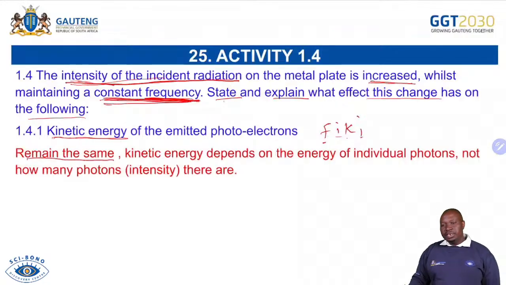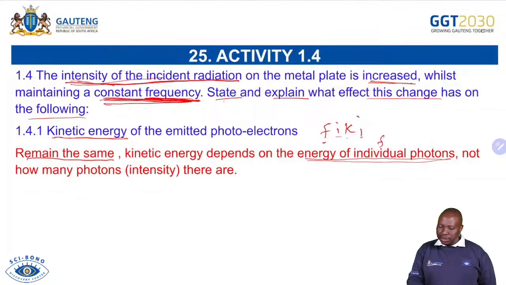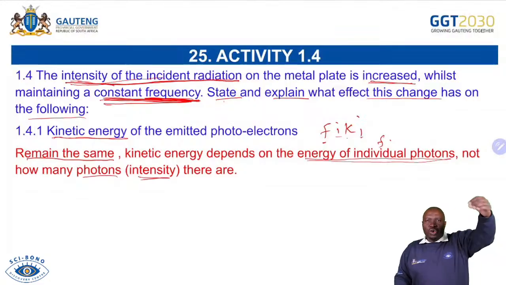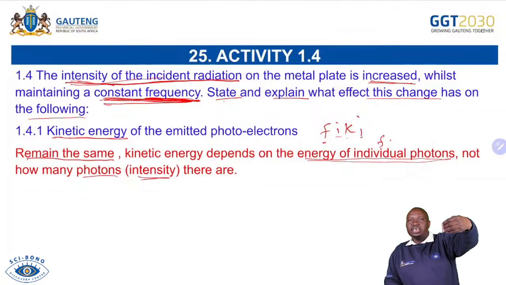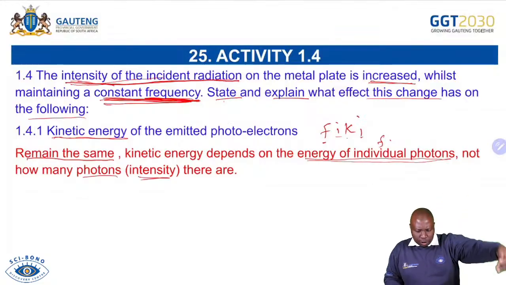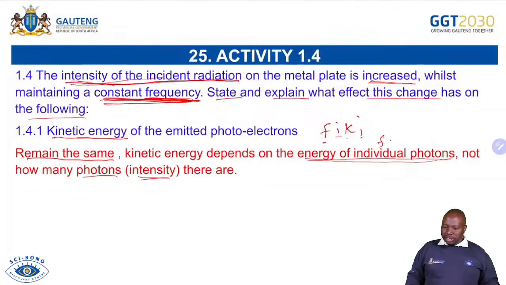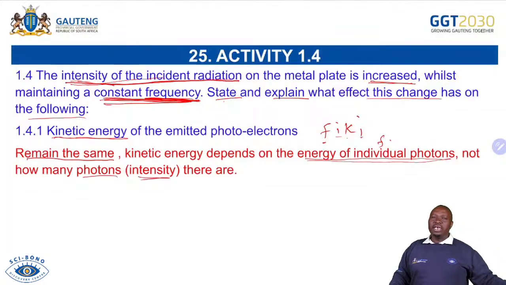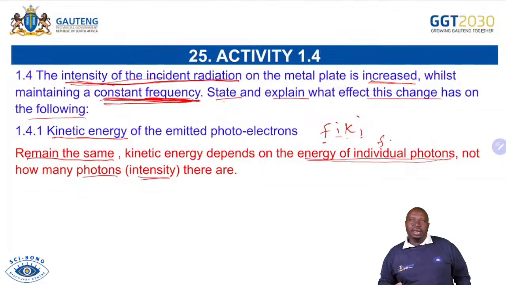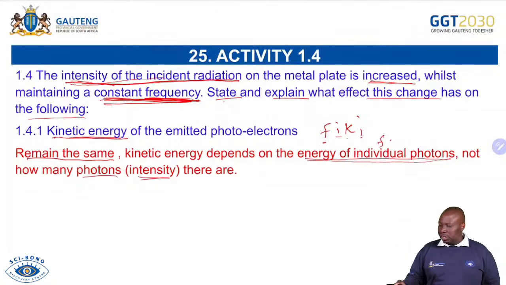Why will kinetic energy remain the same? Because kinetic energy depends on the energy of individual photons. It depends on frequency. It does not depend on how many photons. Intensity means how many photons. So when we're increasing intensity, we're increasing the number of photons that are there. In this case, we've increased the number of photons, but they carry the same amount of energy. Hence, because frequency remains the same, energy will remain the same, and then kinetic energy is the same.